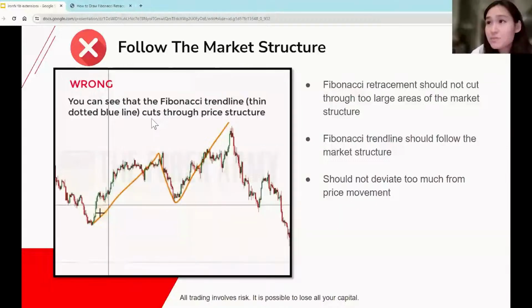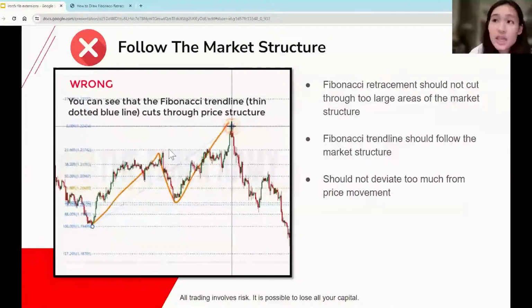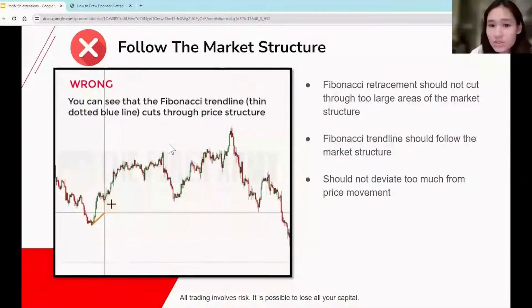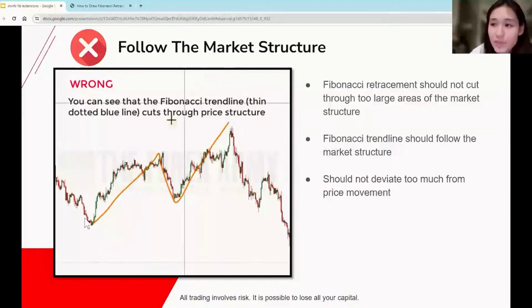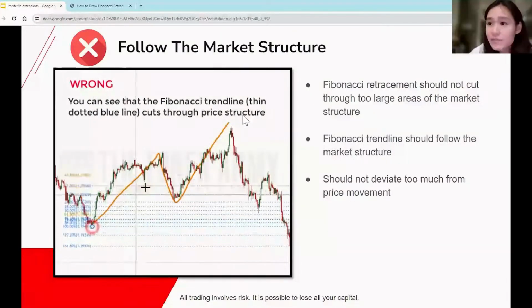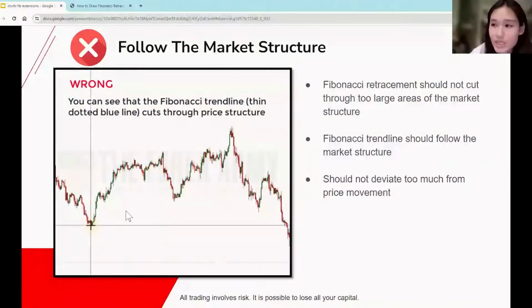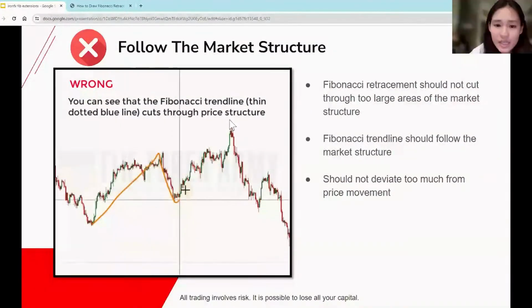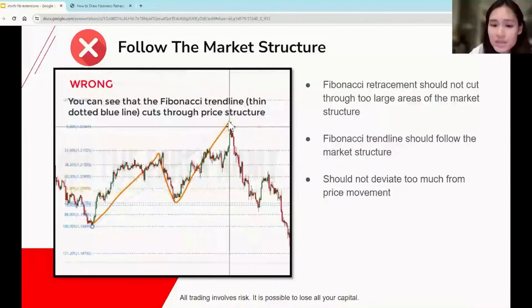trading technique as well. Okay, so you can see this is an example of not following the market structure. So this is how not to draw a fib retracement trend line. You can see we have a zigzag here, but instead we are drawing a fib trend line through the price structure, when instead we should be following it exactly. So when your retracement is cutting through the market structure, it makes it less effective.